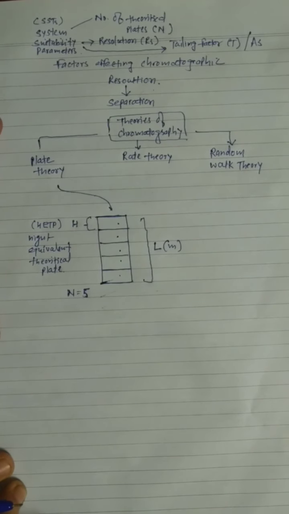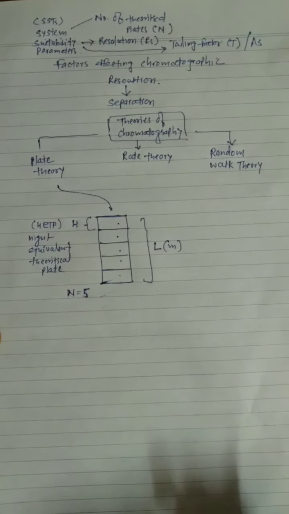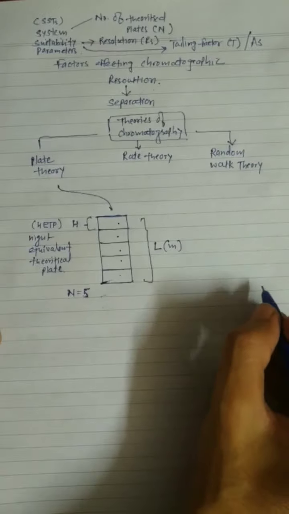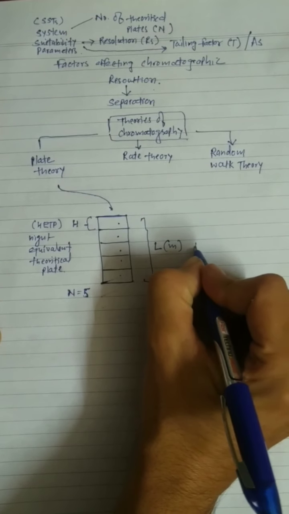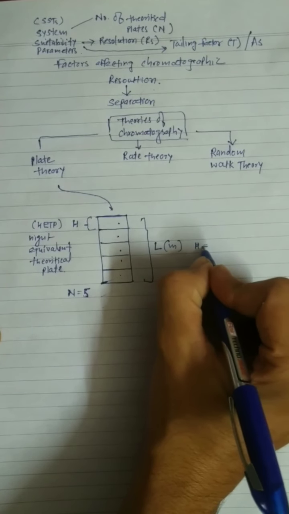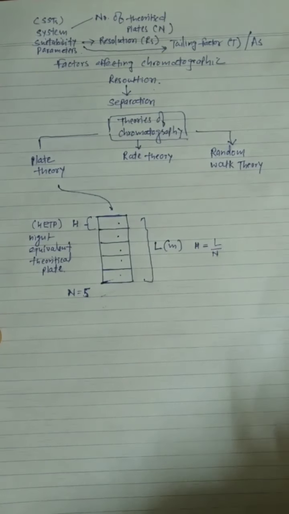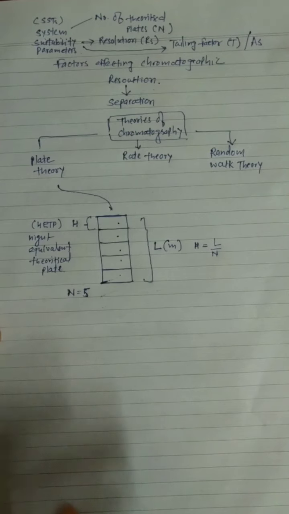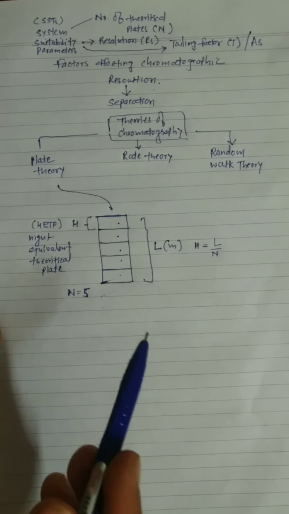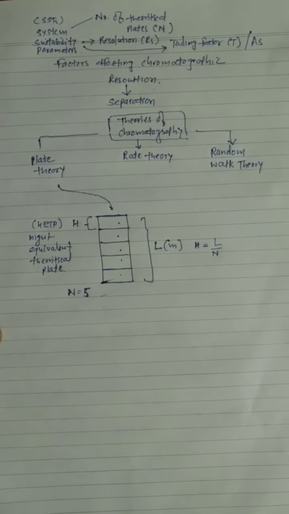So what does the equation become? Here the simple equation of this particular theory becomes H, that is your HETP, is equal to L by N. This is the simple equation, I am just giving the outline. H is equal to L by N.